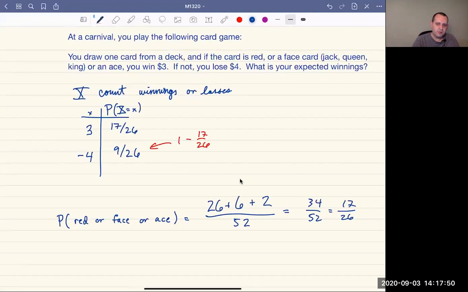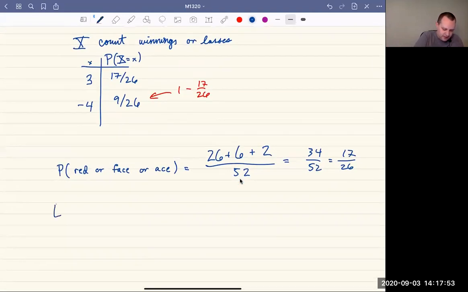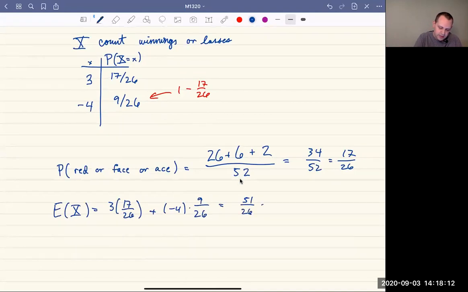Now what we can do is compute the expected value. The expected value of this game is 3 times 17 over 26 plus negative 4 times 9 over 26. That works out to be 51 over 26 minus 36 over 26, which turns out to be 15 over 26 dollars. It's important to remember that this is dollars. So 15 over 26 dollars.